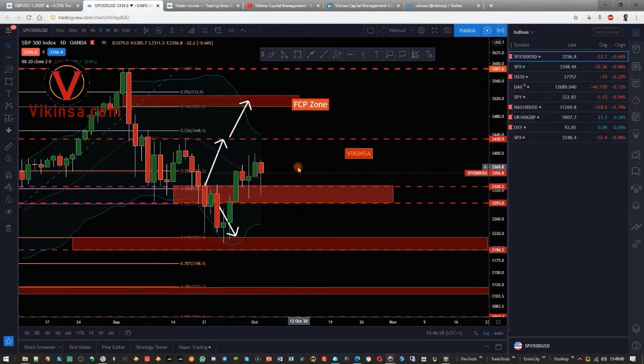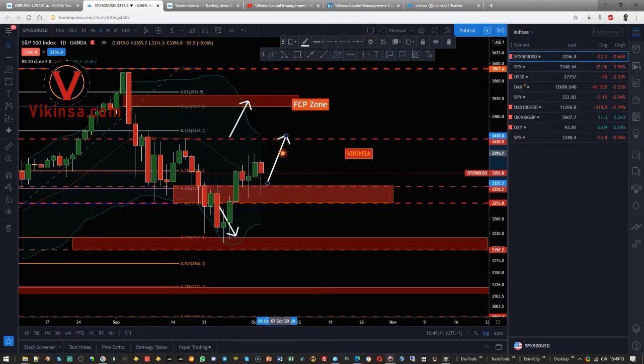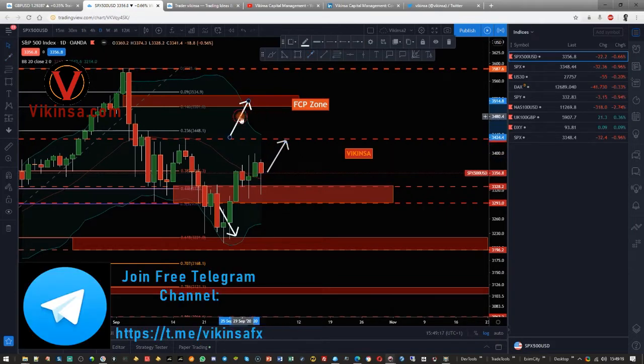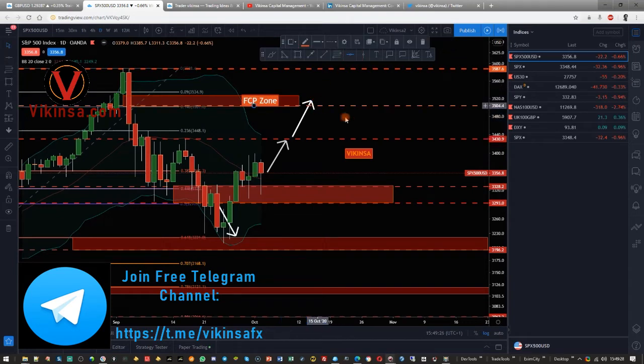So how do we trade this? All these levels are still intact. What we need to do is wait for the market to start moving upwards. If it starts to move upwards, then the next level to look for a target will be this level of 3430.9, and if that level is broken, then we are looking for somewhere around here, which is going to be the 3500 level.